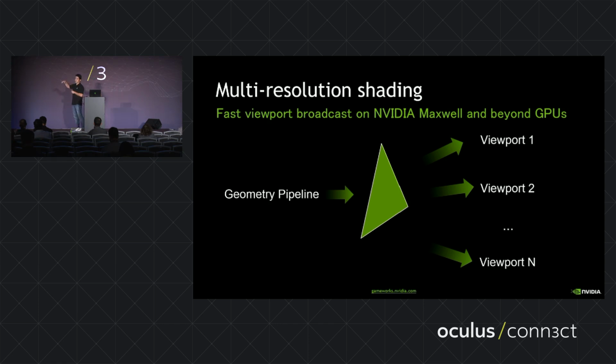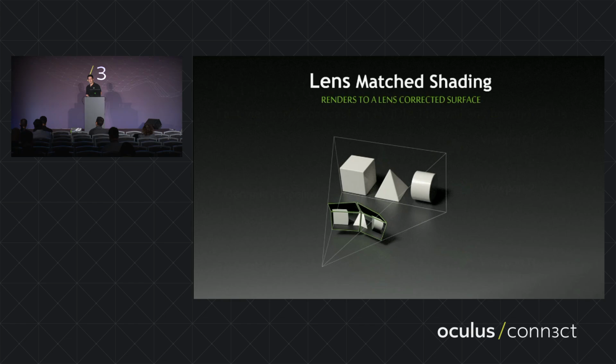So Maxwell and beyond. Maxwell GPUs, which is the 900 series of GPUs, and obviously the new Pascal series, the 10 series of GPUs, all support this feature. In the Pascal generation of GPUs that we launched earlier this year, we also added an advancement to this technique, right? The multi-resolution shading is really neat and helps a lot on performance, but it's kind of a coarse approximation to what the lens is really doing, right?